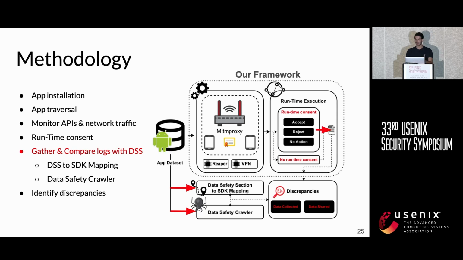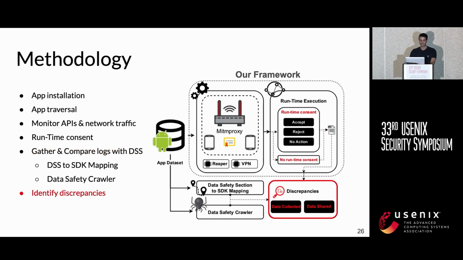Then we gather and compare the logs with the data safety section. To achieve that, we manually map functions to the corresponding data safety labels that we had crawled from the Play Store, according to relative permissions and documentation of the functions, and according to the data safety documentation. In other words, we bridge the semantic gap for identifying which label corresponds to which function.